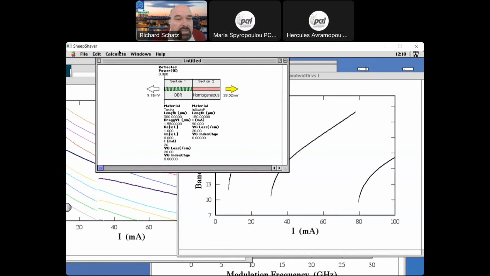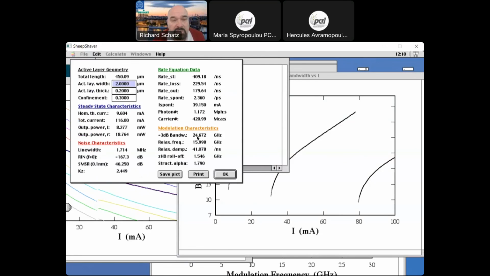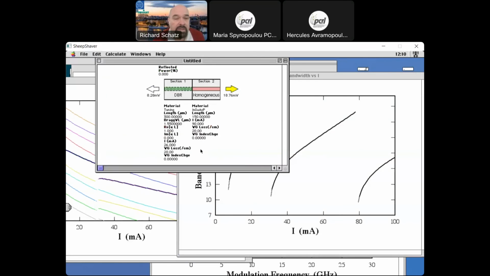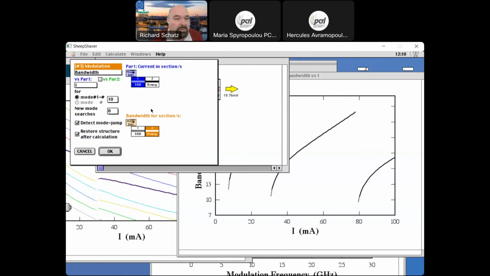And then we can check that the bandwidth then becomes 25 gigahertz. Then we can calculate, in the same graph as we did before, how the bandwidth depends on the current in the active section. So I will keep 26 milliamp here to keep the detuned loading, and then change the current in the active section here. So that I do.